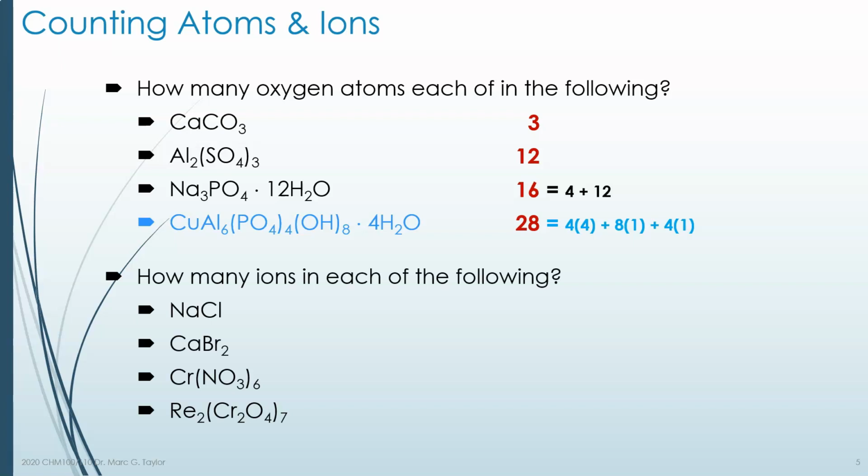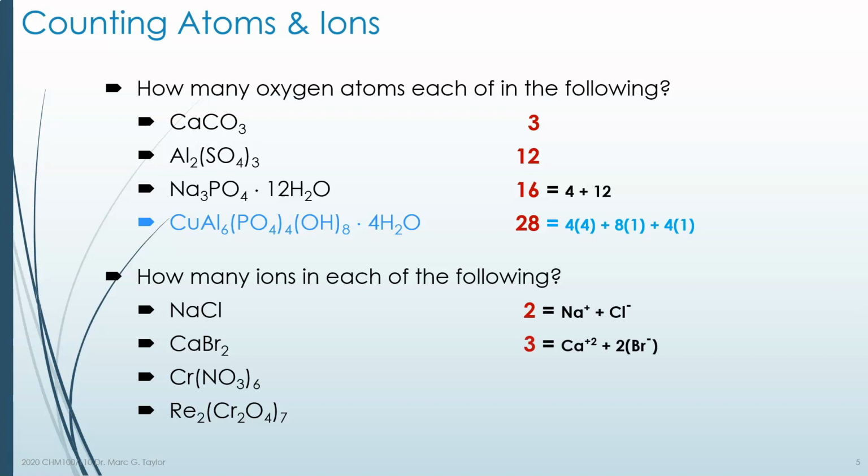So this is a question that says how many ions in each of the following. So remember, ionic compounds, most of them will dissolve in water. They're soluble in water. And what that means is that when they are put in water, they will break apart into their component cations and anions. So sodium chloride will break apart into its Na plus and its Cl minus. So a total of 2 ions for every single formula unit NaCl.